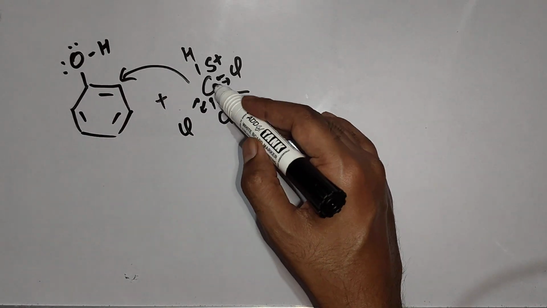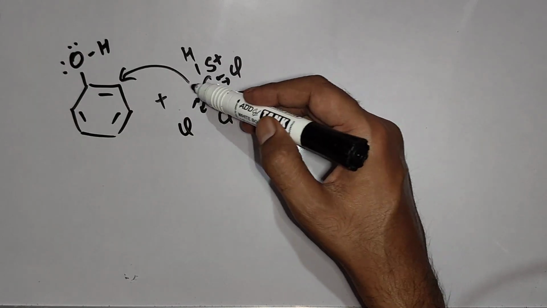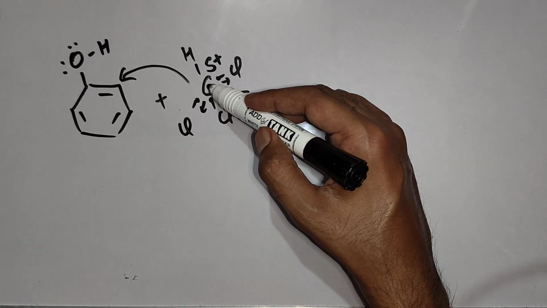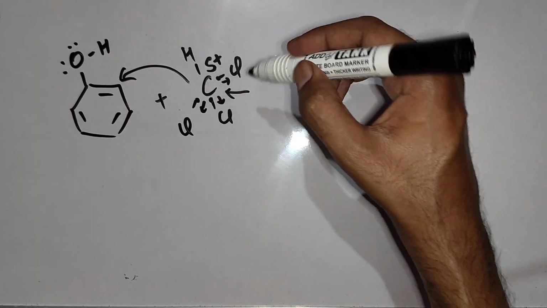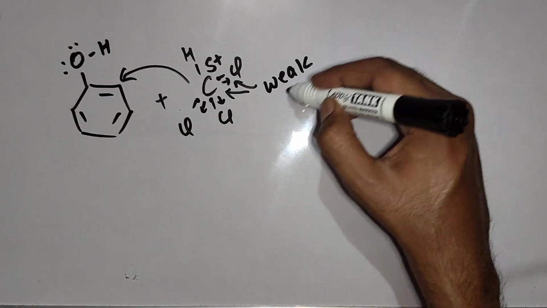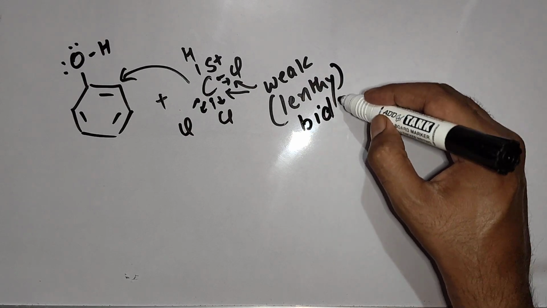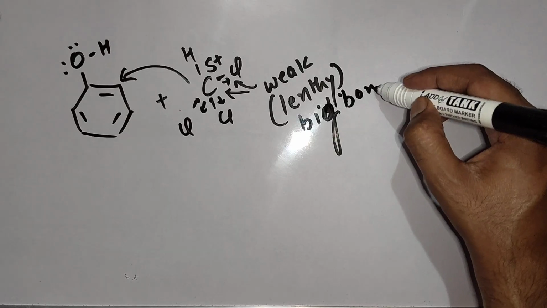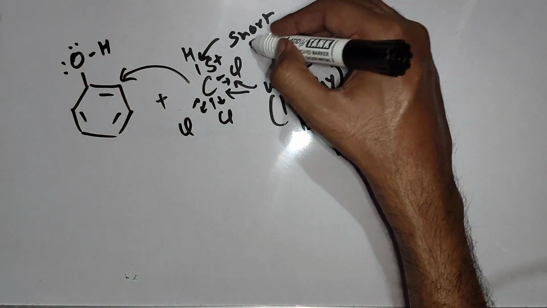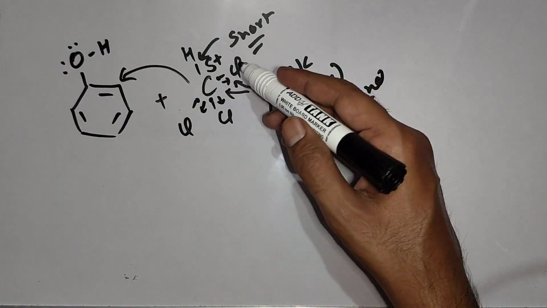So as you know, carbon can make a maximum of 4 bonds. Already it is making 4 bonds. So if it has to make a bond with this carbon, initially it has to break one of its older bonds. Out of carbon-Cl and carbon-hydrogen, the carbon-chlorine bond is weak. Why? Because it is a lengthy bond, or big bond. And between carbon and hydrogen, the bond length is short. Short bonds are strong bonds and lengthy bonds are weak bonds. So obviously you will break the carbon-chlorine bond.